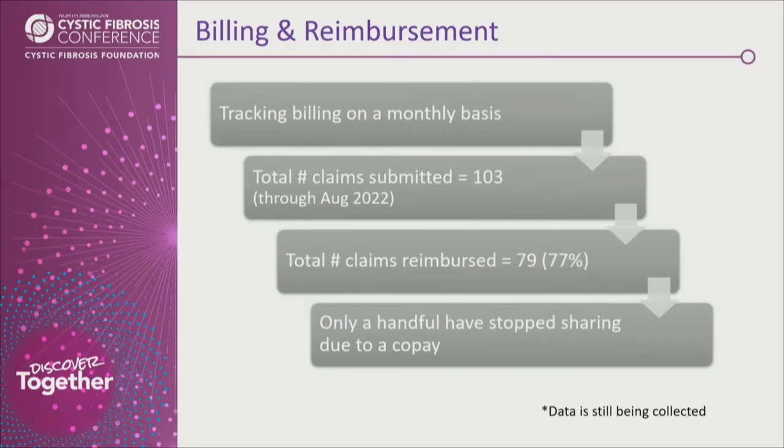We have been working with our billing department in tracking the reimbursement on a monthly basis. And as a side note, as many of you may know, tracking billing can take time because it has to be sent to the insurance and reviewed, and this can sometimes take months to find out the result of that. However, through August of this year, which is what we were able to obtain for this presentation, 103 tests had been submitted for billing, and 79 of those had been fully reimbursed, so that's 77%. And many of those are still in the appeals process currently, and overall, our billing data is still being collected, and I will say this is a work in progress.